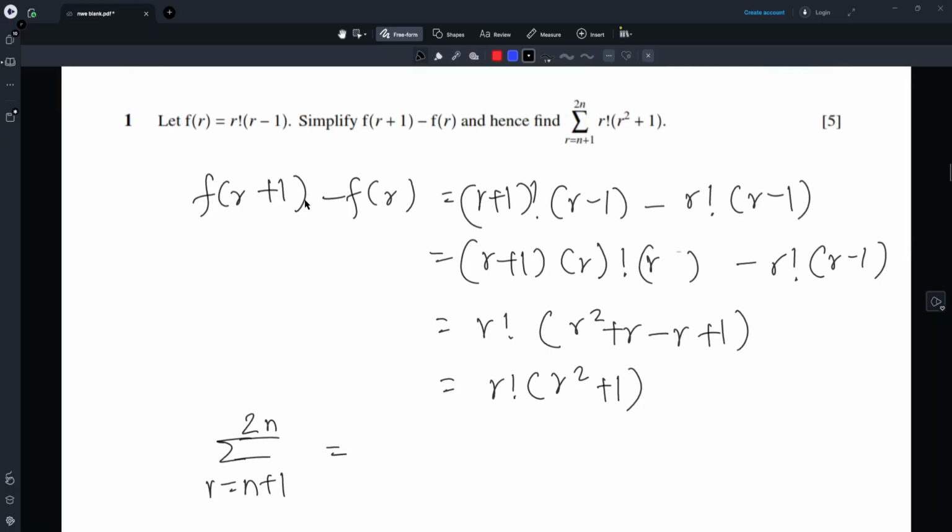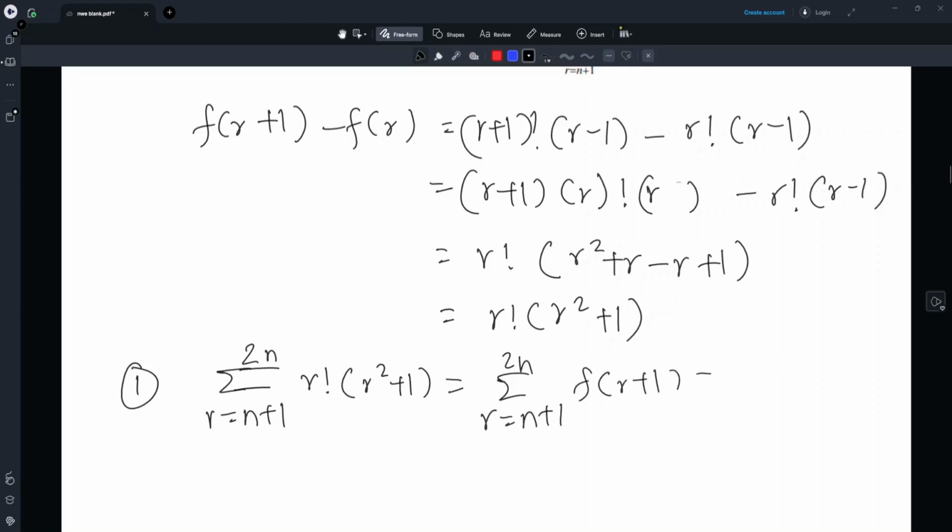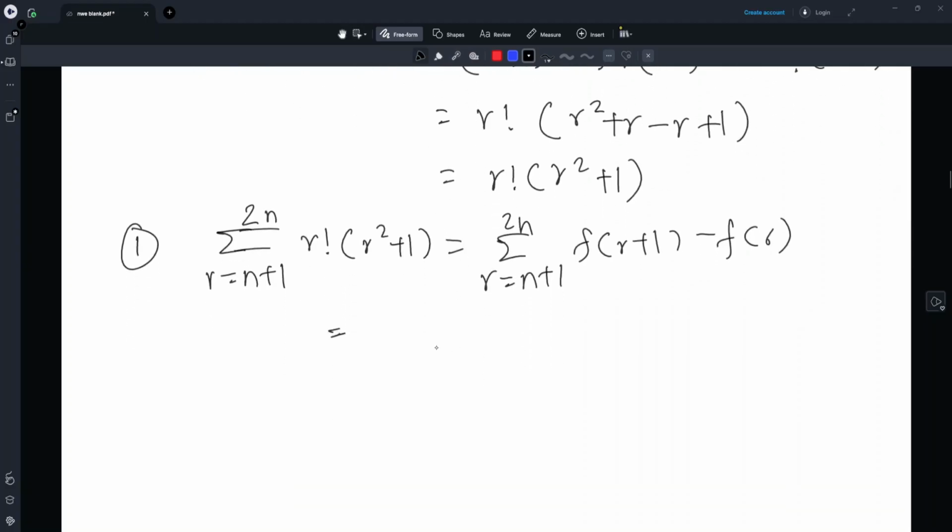So what I can do is first of all use method number 1, which involves just replacing this thing right here with f of r plus 1 minus f of r. So we have here, this is n plus 1. So I just start off with my, I'm going to show a few examples here just so that I can see what's the trend and what's the issue.